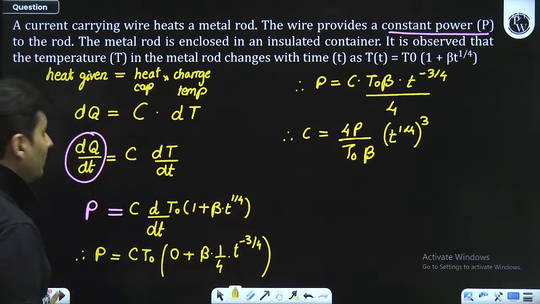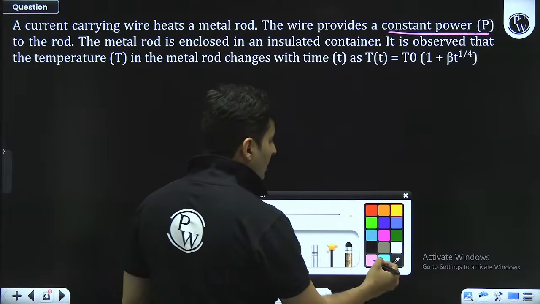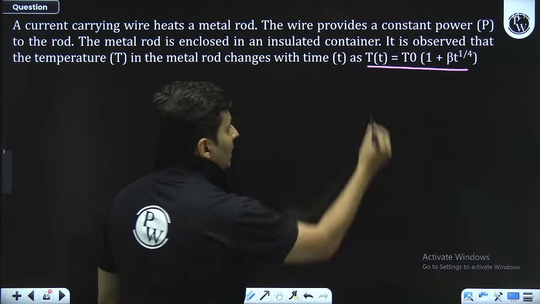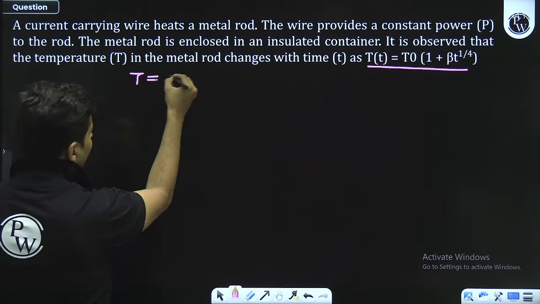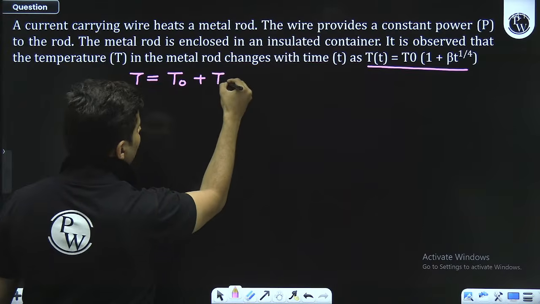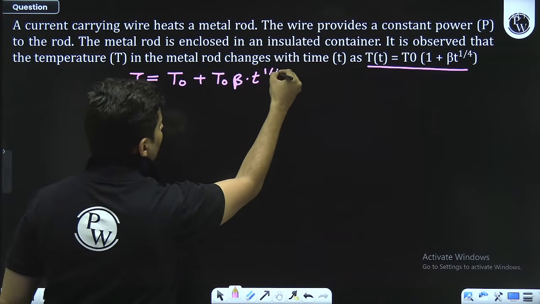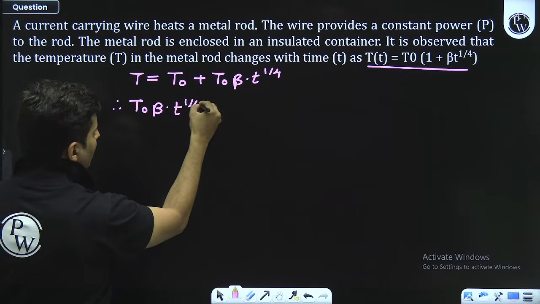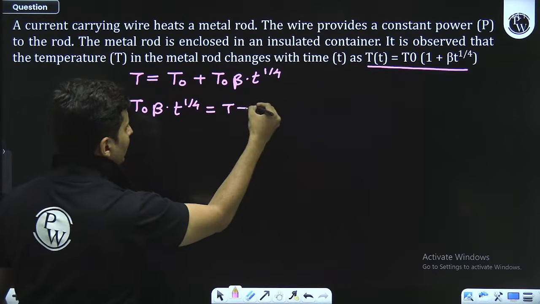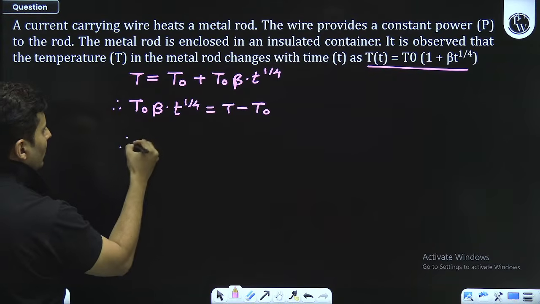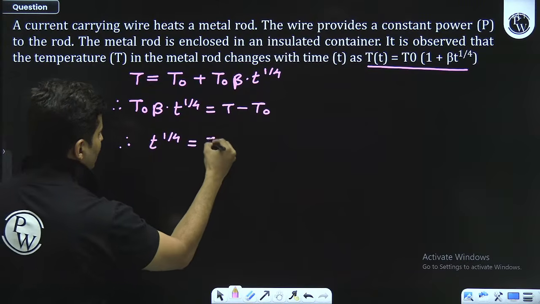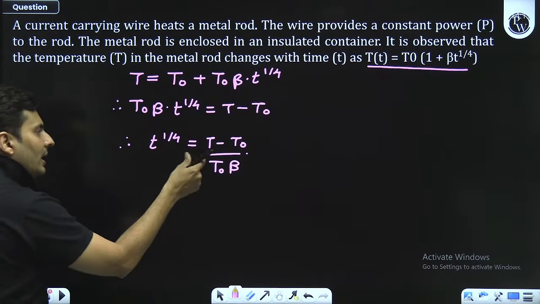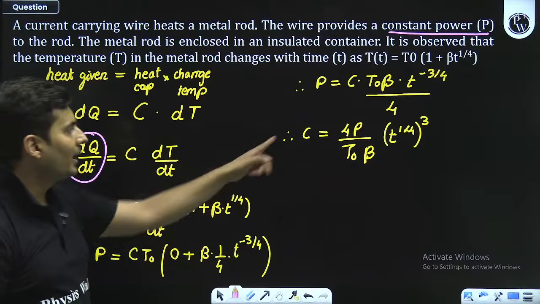Make sense? So somehow I need to get this. And how do I get that? Look at this equation. We don't need this. So over here, I can expand it and say T is equal to T naught plus T naught beta T raised to 1 by 4. So, T naught beta T raised to 1 by 4 is equal to T minus T naught, taking T naught to the other side. So T raised to 1 by 4 is T minus T naught, whole thing divided by T naught beta. Great.